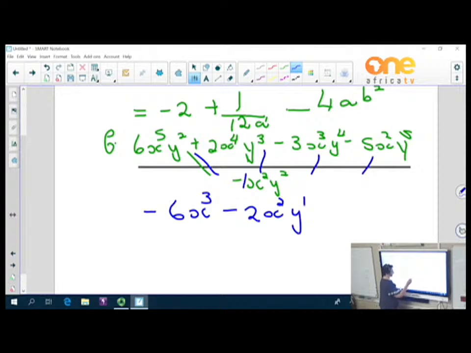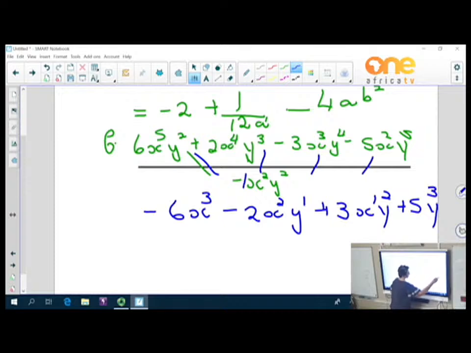If we divide here, a negative divided by negative is now a positive 3. Subtracting my indices will be x^1, y squared. And the very last one here, again, a negative divided by negative is a positive. Positive 5. x will fall away, and it is y to the power of 3.